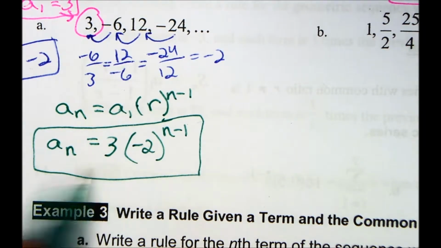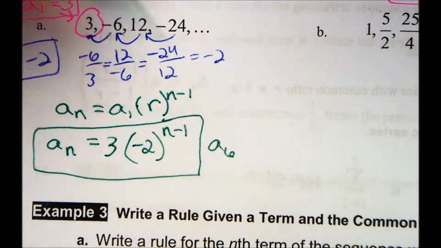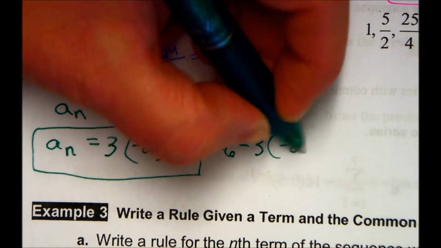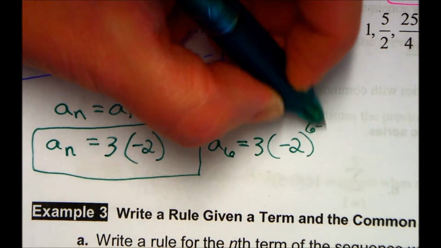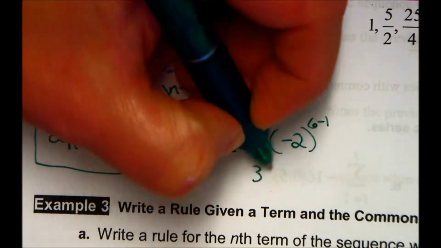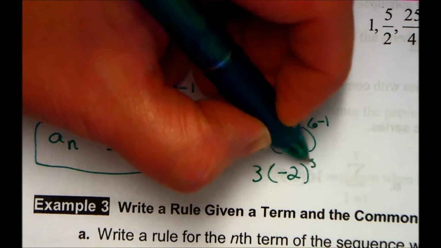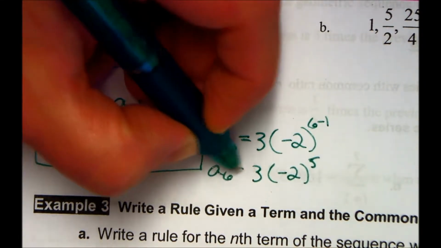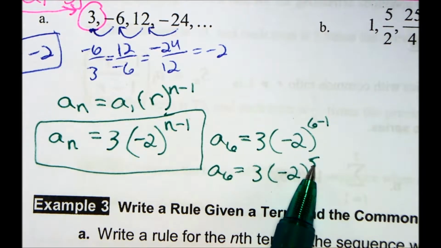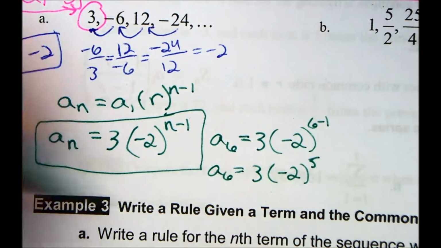Since we know our rule, we just have to say a sub 6 is going to equal 3 times negative 2 to the 6 minus 1 power. And 6 minus 1 is 5, so 3 times negative 2 to the 5th power. Don't forget to use your order of operations. You have to take the negative 2 to the 5th power first, then multiply by 3.